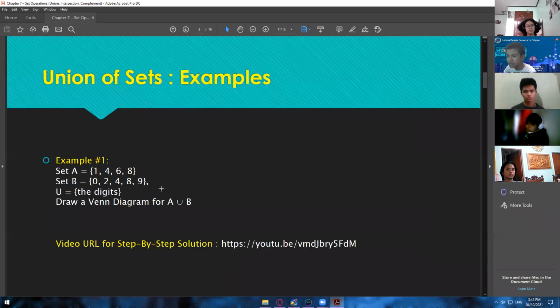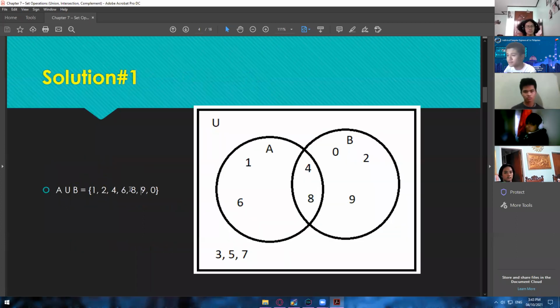Okay, just take note that in here, for common elements, there's only one that I will retain. If there are 3 eights or 4 eights, just remove those duplicates and retain one. The same with 4. We have two 4s, but we only need one. So this is the complete answer of A union B. And then the others can be found in the universal set itself, which is 3, 5, and 7.